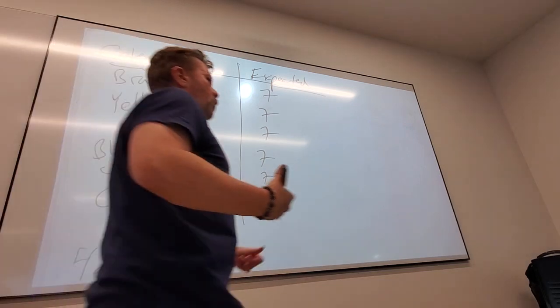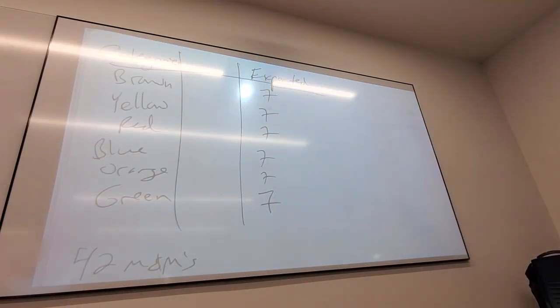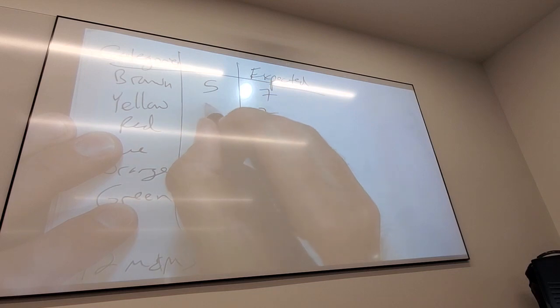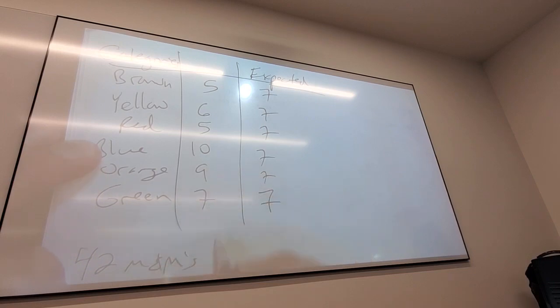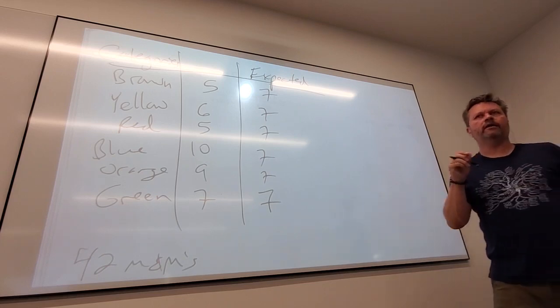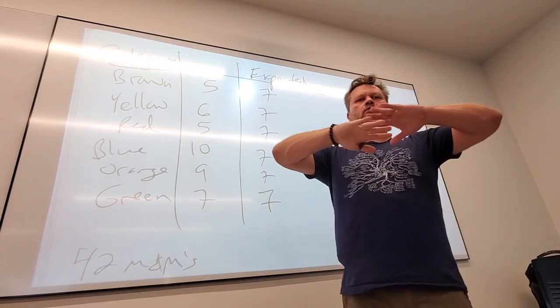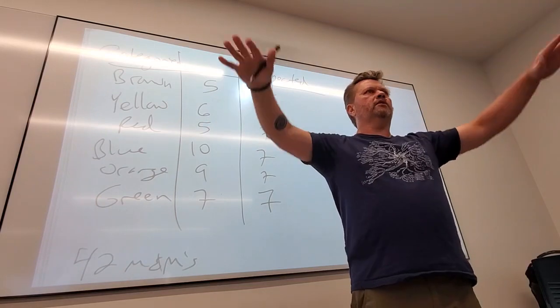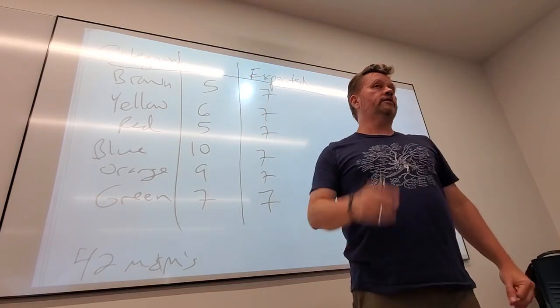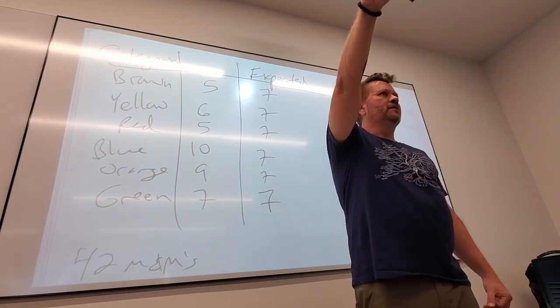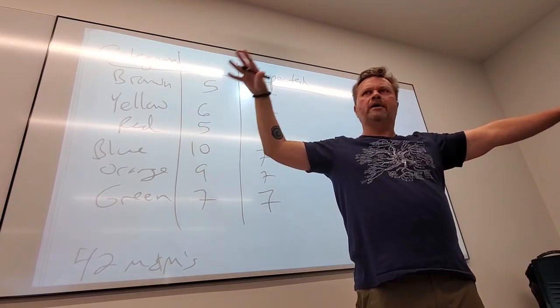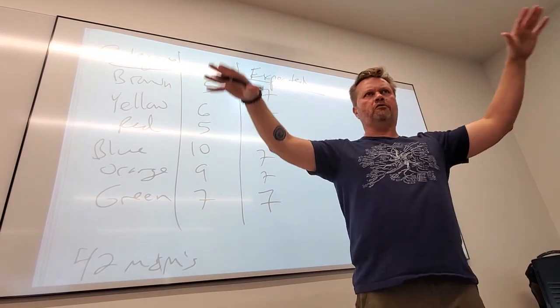So let's say I actually open the bag up, and I find that there are 5 brown, 6 yellow, 5 red, 10 blue, 9 orange, and 7 green. So I want to see, is this enough evidence to show that across all bags of M&Ms, they're not uniformly distributed? This one bag is not uniformly distributed, correct? But I'm talking about across all the bags. Do they kind of average out to be uniformly distributed?